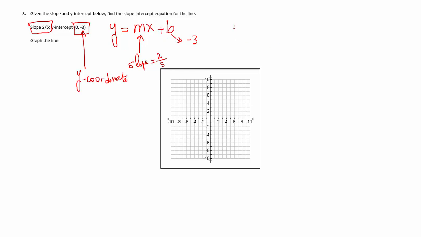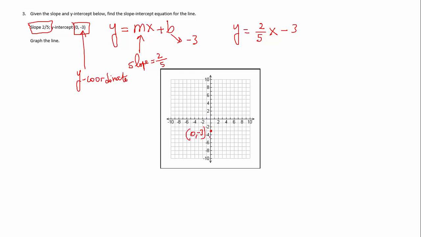So we're done. Y equals 2/5 x minus 3. This would be the equation of the line with slope 2/5 and y-intercept 0, -3. Again, the b stands for the y-coordinate of that point, which is -3 in this case. Let's go ahead and plot this line again. So we start by plotting the point 0, -3. So I'm going to go 0, 1, 2, 3. So this is the point 0, -3.